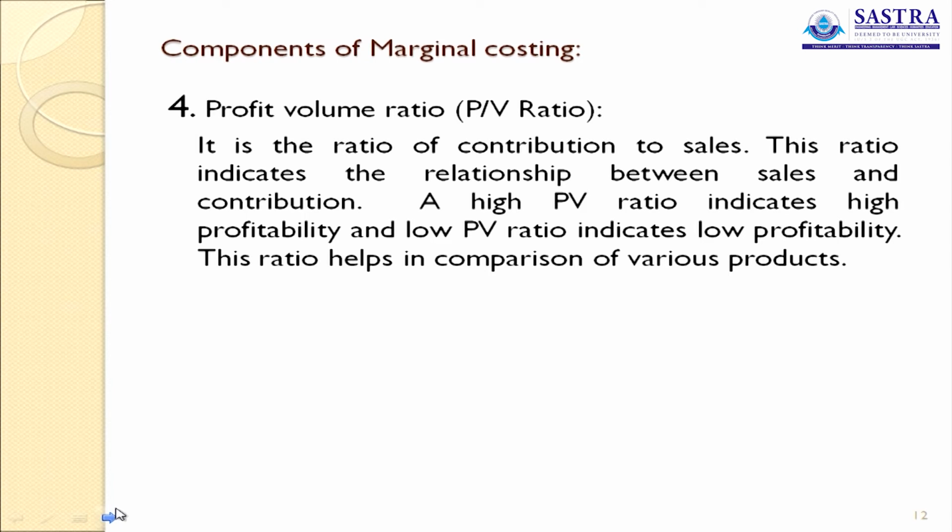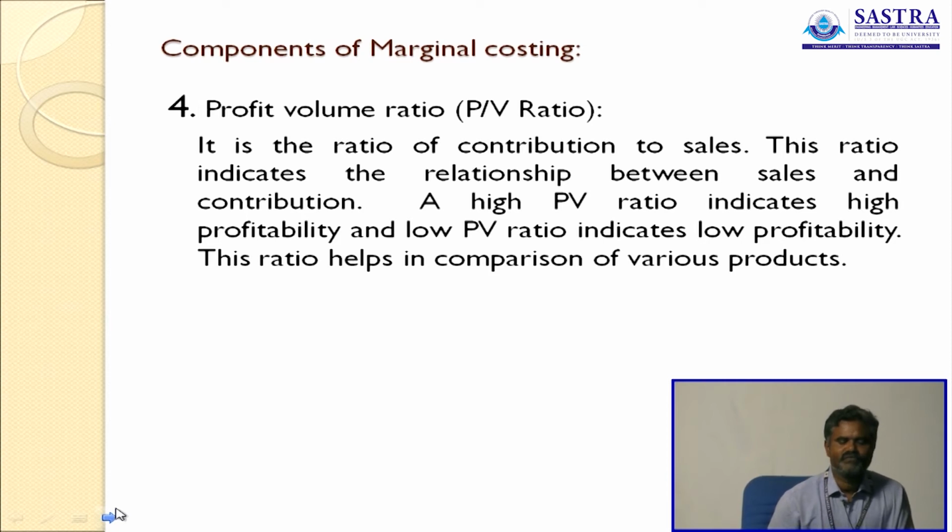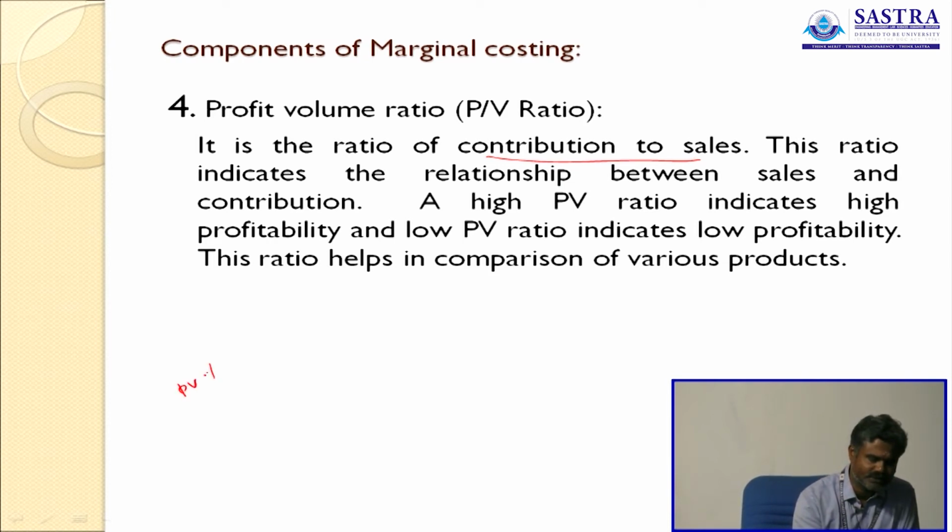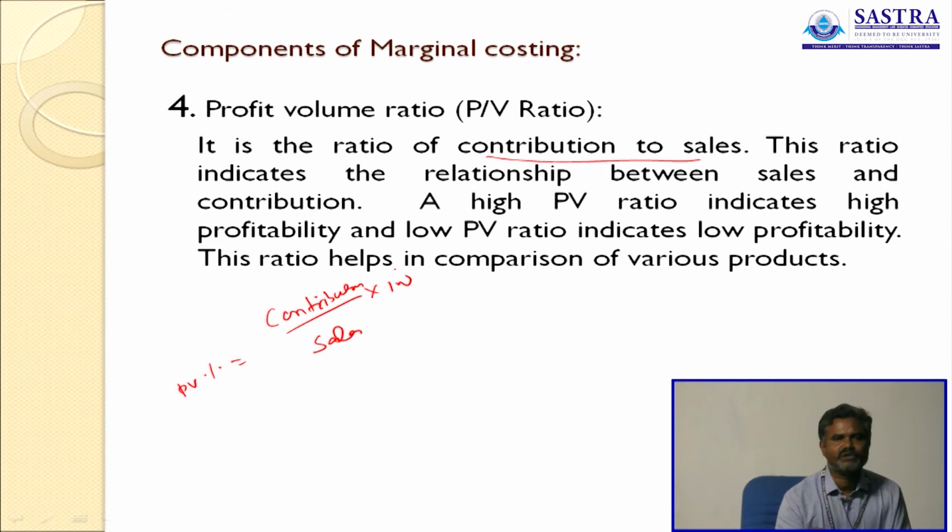Next, we are going to discuss profit volume ratio, PV ratio. What is PV ratio? It is a ratio of contribution to sales. We need one ratio for contribution to sales. This is called PV ratio. So PV ratio equals contribution divided by sales into 100. This ratio indicates or expresses the relationship between sales and contribution.